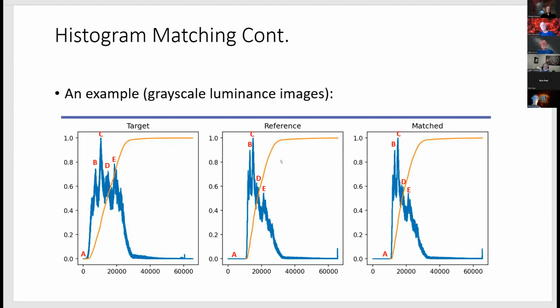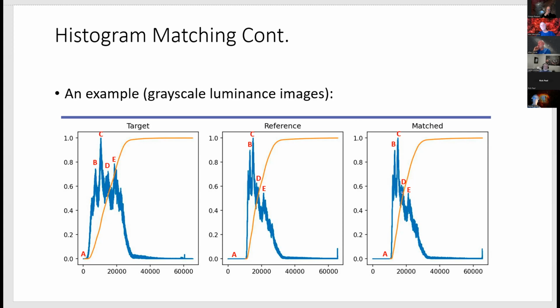Here's an example of my histogram matching program and what it did. Here's a target image. We want to match that target image to the reference image. So here's the target histogram, and here's the reference histogram. And after taking the target, saying match it to the reference, here's what the histogram of the target looks like once it's been matched. So it's done a pretty good job of taking this and converting it to that.